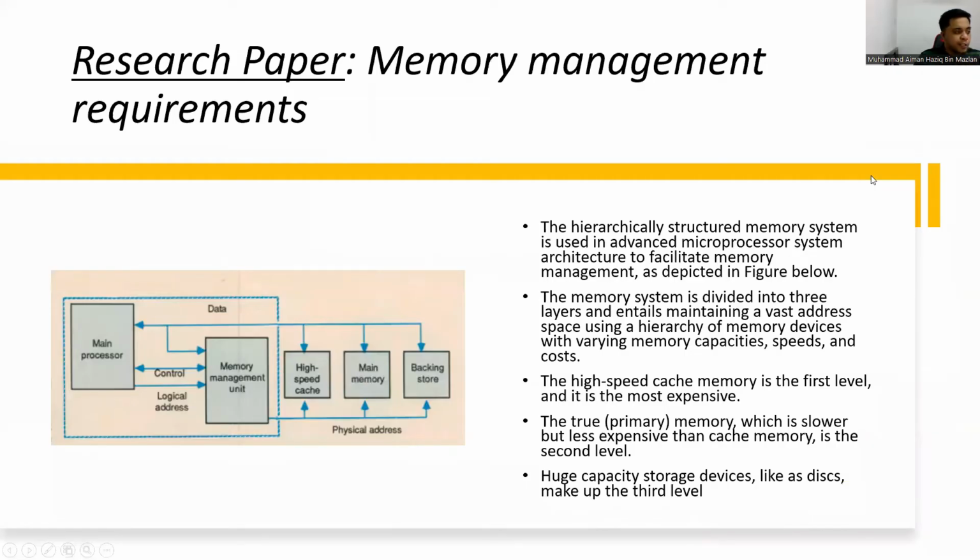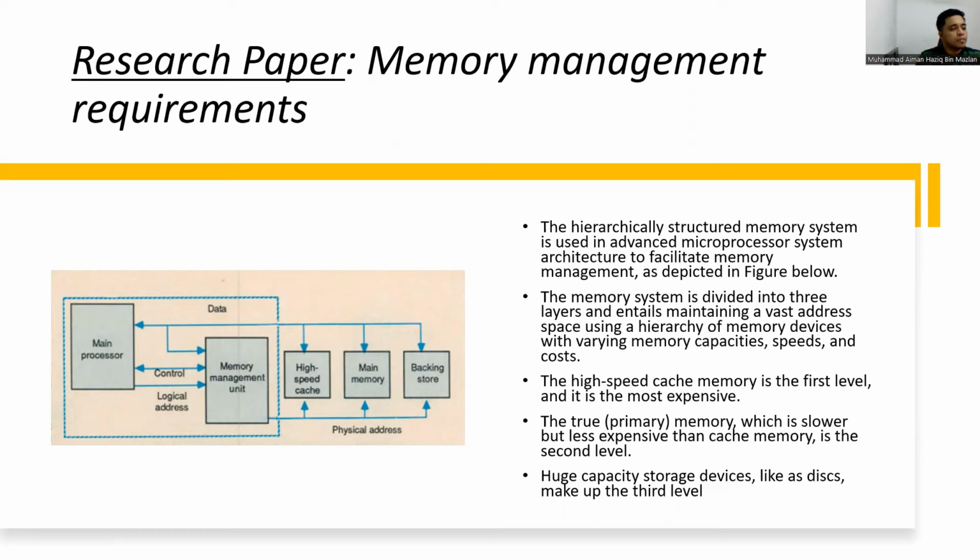As on the slide, we have the hierarchy of memory management requirements. We have the memory processor, memory management unit, high speed cache memory, and vector store. We have 5 points. First, the hierarchy of such a memory system is used in advanced microprocessor system architecture to facilitate memory management, as shown in the figure below. Second, the memory system is divided into 3 layers, entirely maintaining a single address space using a variety of memory devices with varying memory capacity, speed, and cost.